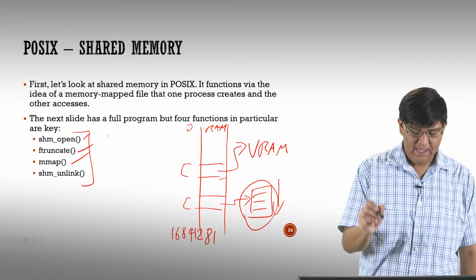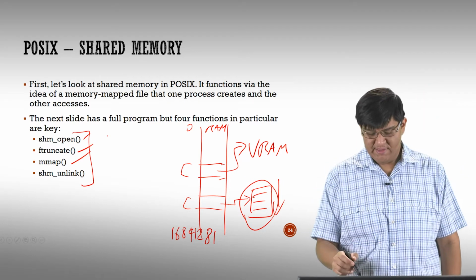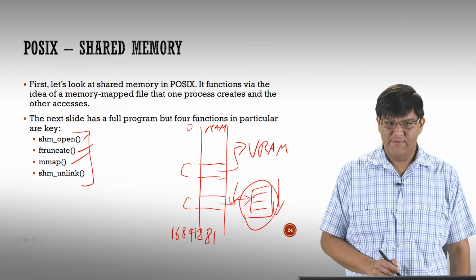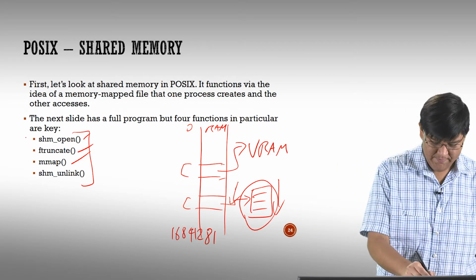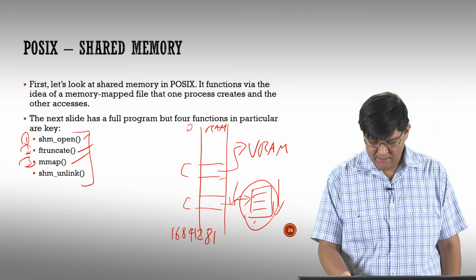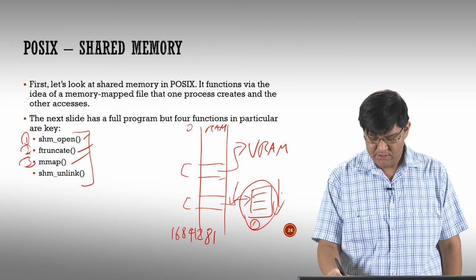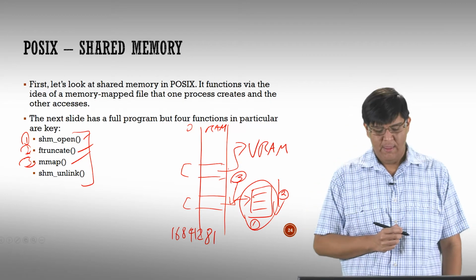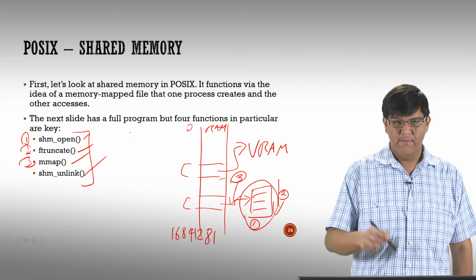So the third thing here is mmap. Mmap is memory map. So that's the thing that creates this arrow here. Maybe I should label these. So this is maybe 1, 2, 3. And so 1 creates the file over here, 2 resizes it, 3 creates this memory map linkage. shm_unlink is basically make that file go away.